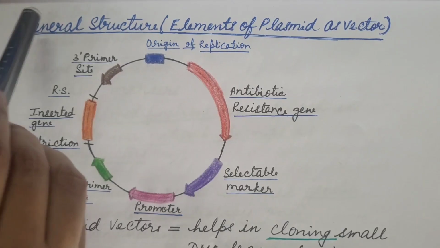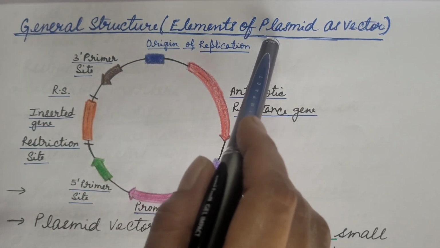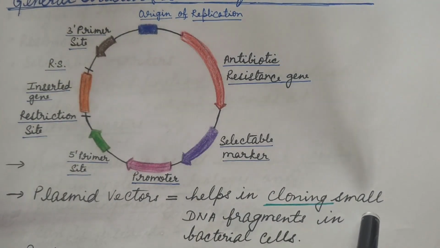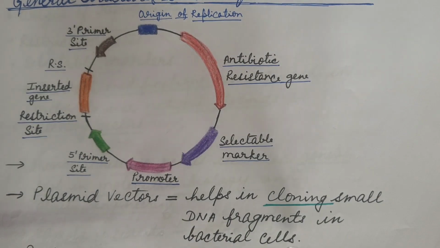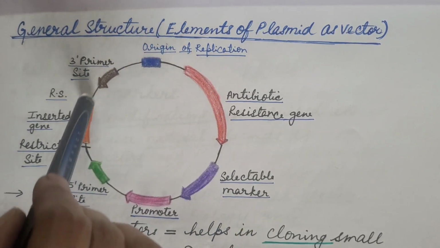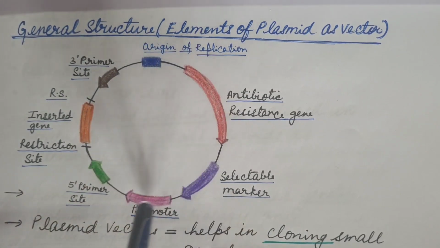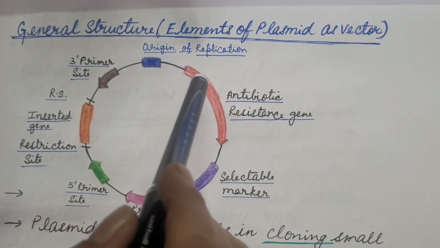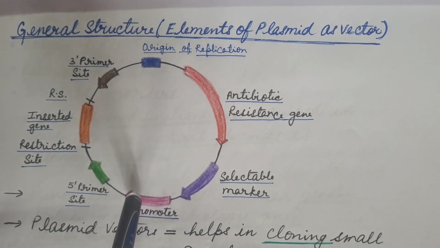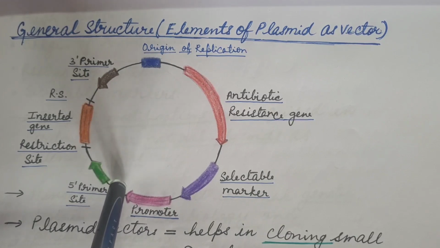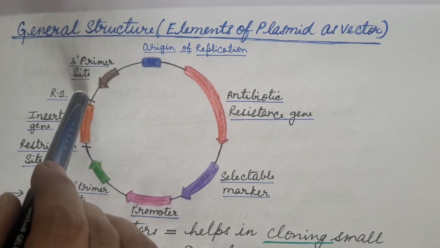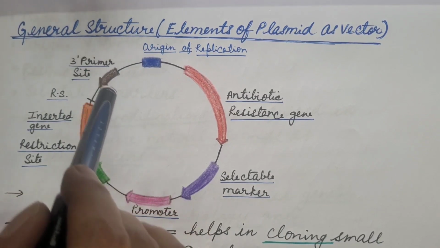Now let us see general structure or elements of plasmid as vector. Plasmid vectors help in cloning small DNA fragments in bacterial cells. And the elements of plasmid as vector as shown in the diagram are origin of replication, antibiotic resistance gene, selectable marker, promoter, 5' primer site, restriction site, inserted gene, restriction site and 3' primer site.